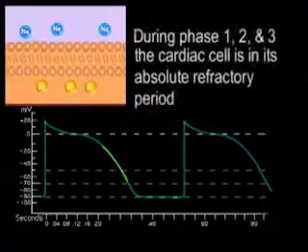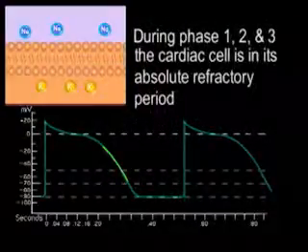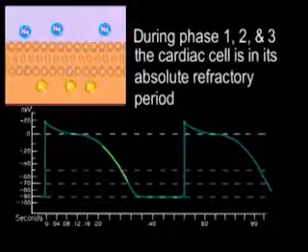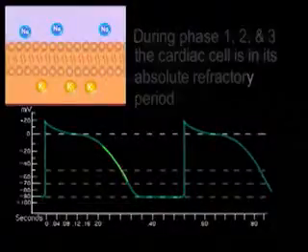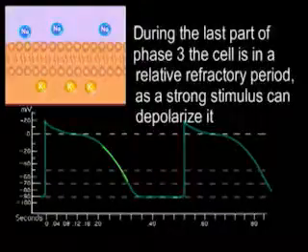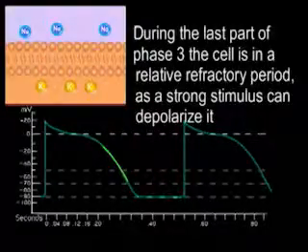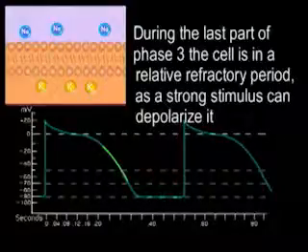During phase 1 and 2 and the beginning of phase 3, the cardiac cell is in its absolute refractory period. During the last part of phase 3, the cell is in a relative refractory period, as a strong stimulus can depolarize it.